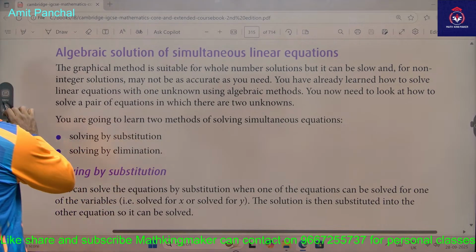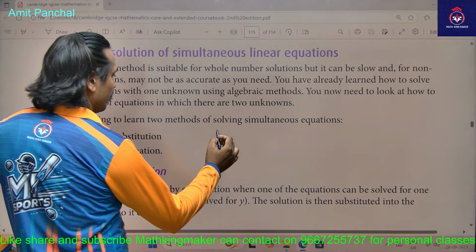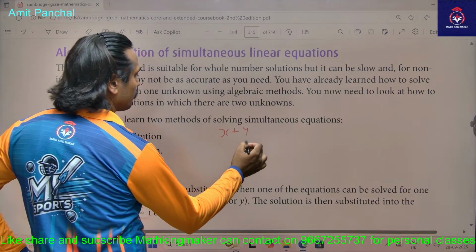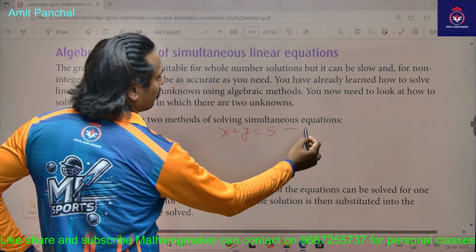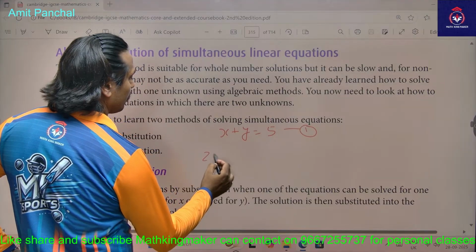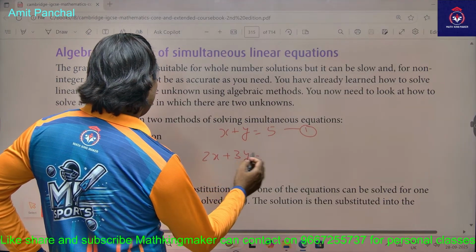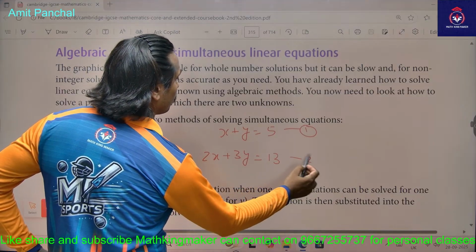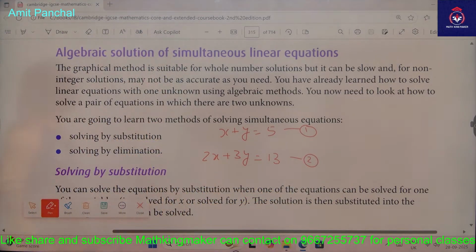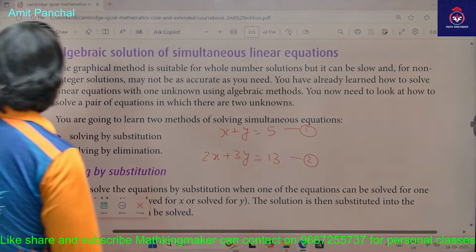I'm not sure. Okay, let us say x plus y equals 5. That is your first equation. And the second equation is 2x plus 3y equals 13. These are two equations. Now you need to solve it algebraically. The first method is the substitution method.